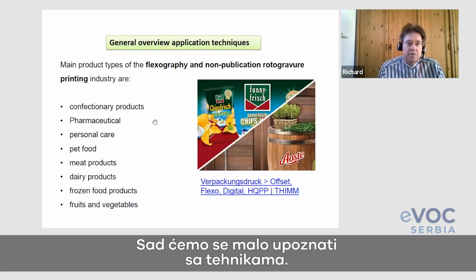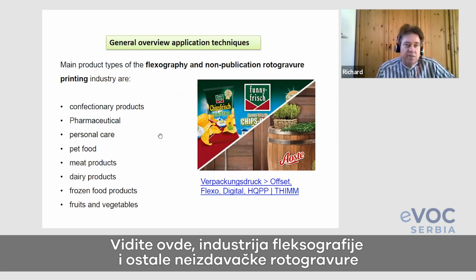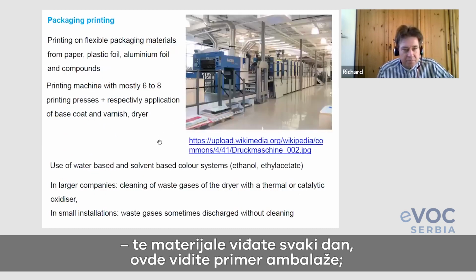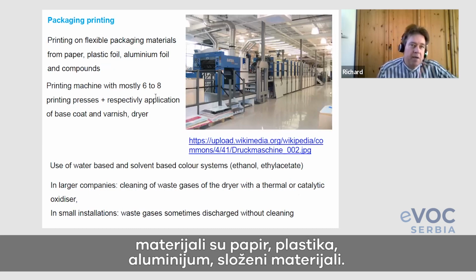Now we come to the part to familiarize ourselves a little bit with the application techniques. So you see flexography and non-publication rotogravure printing materials we see every day. That is, for example, here some from packaging printing. So on many products, we see that printing. And the materials are paper, plastic, aluminium, or compounds.